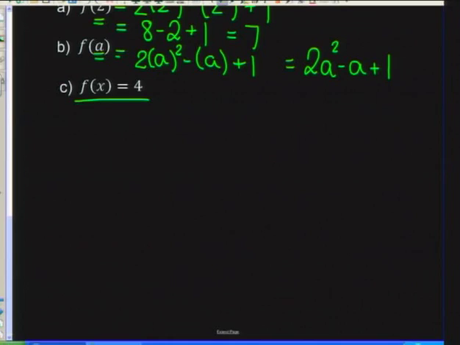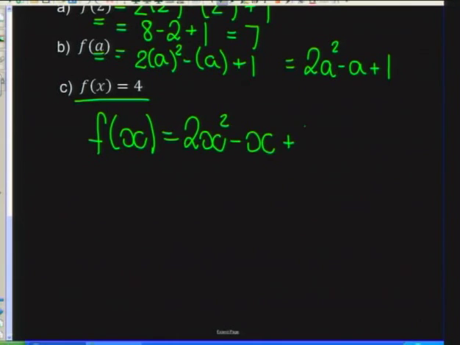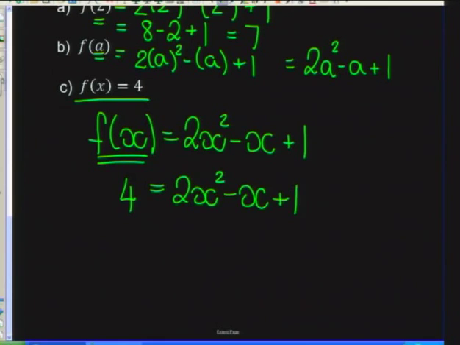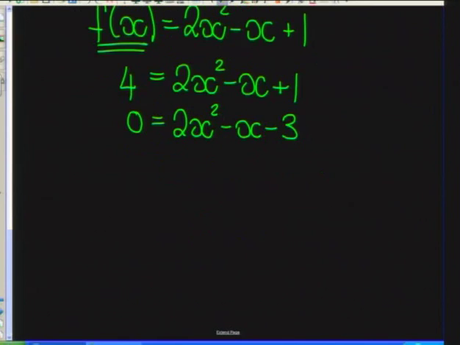So our f of x equation was 2x squared minus x plus 1. That was our equation. And we've now said that f of x is actually the value of 4. If I sub that in there, do you agree that what we've got is a quadratic equation to solve for x? So we're going to bring my 4 over, and negative 4 plus 1 is going to give us negative 3.